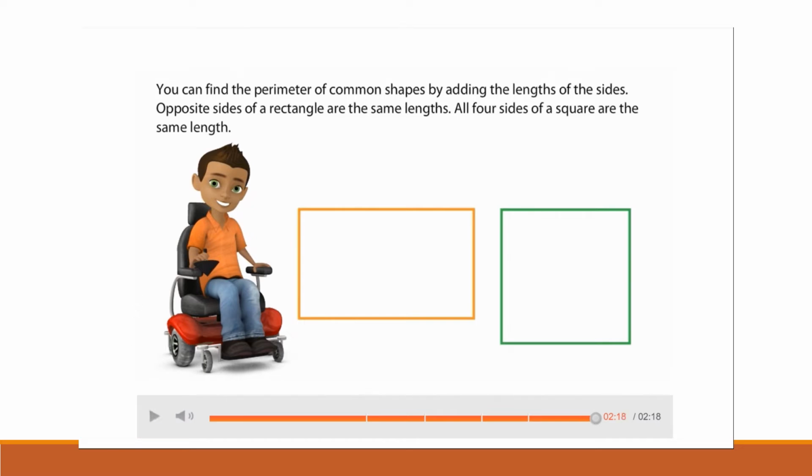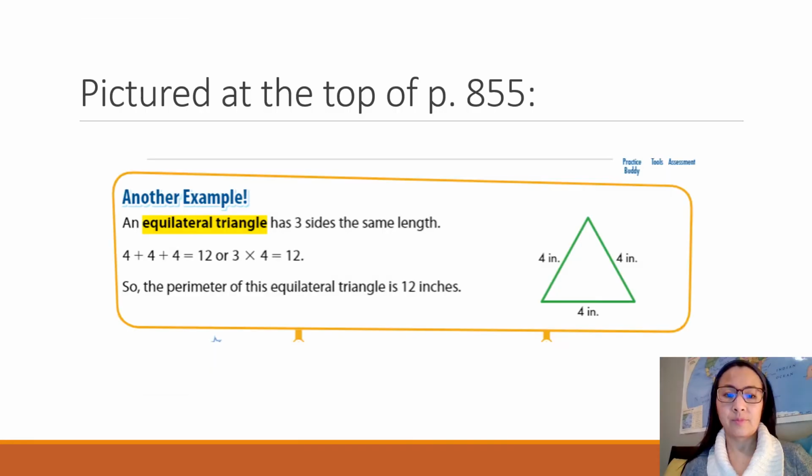Okay, let's move on to guided practice. Before we start working on some of the guided practice problems, take a look at this example at the top of page 855. There's a math vocabulary term, equilateral triangle. Say that with me, equilateral triangle. An equilateral triangle has three sides the same length. So we see this green triangle over here. Each side is labeled 4 inches. Those are the same length.